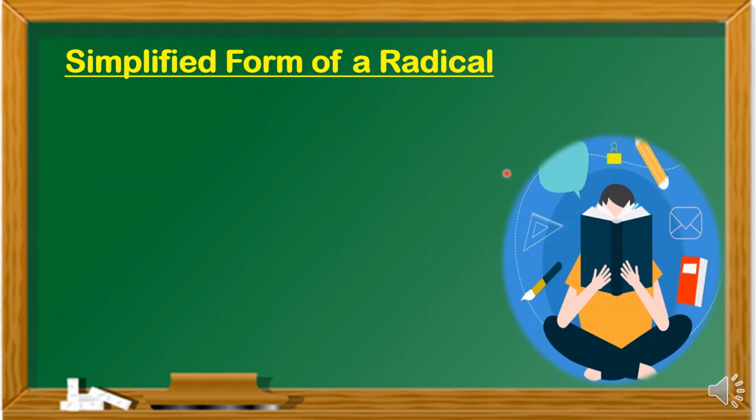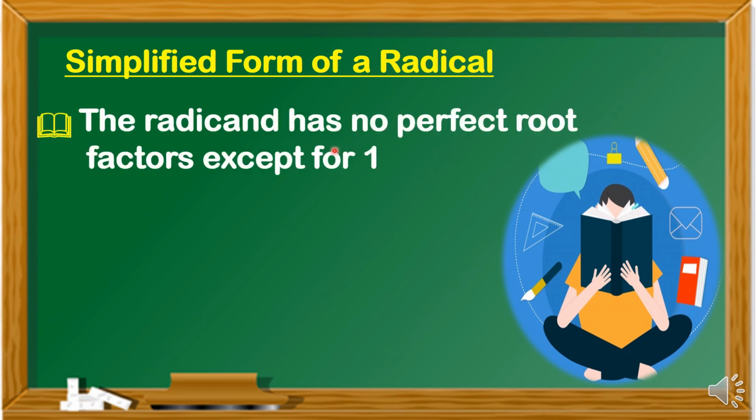So now, to sum up our discussion that our answer is already in the simplified form of a radical, we need to consider the following. So the radical has no perfect root factors except for 1. So, kagaya ng ginagawa natin sa mga previous examples, hinahanapan natin ng factor yung mga numbers inside the radical symbol. And then, yung after nating i-factor, we're going to find the roots of that numbers. And then, ang maiiwan na lang sa loob ay yung mga prime numbers na kung saan ang factors na lang niya is 1.